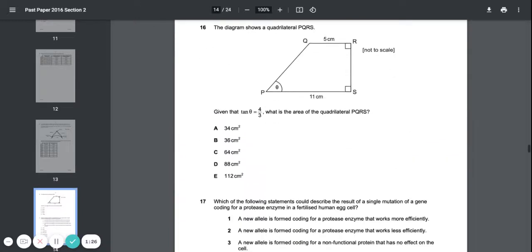Microwave and 0.3 seconds as type of wave and time delay. Question 16, the diagram shows a quadrilateral. Given that tan theta is equal to 4 by 3, what is the area of the quadrilateral PQRS?